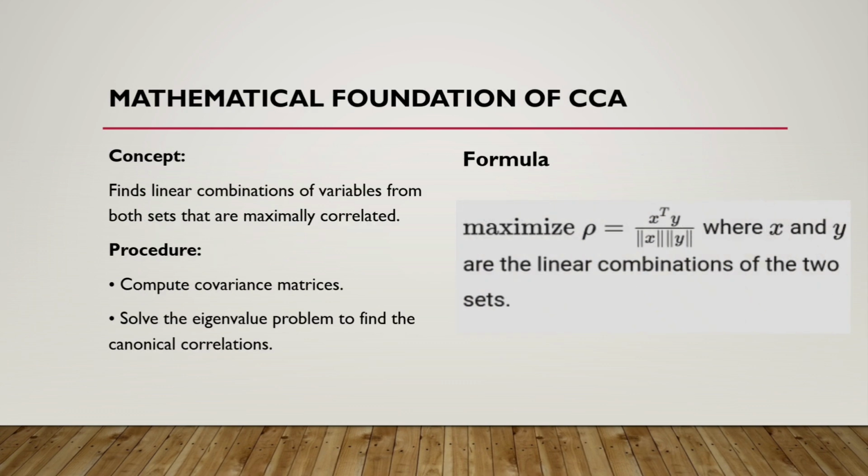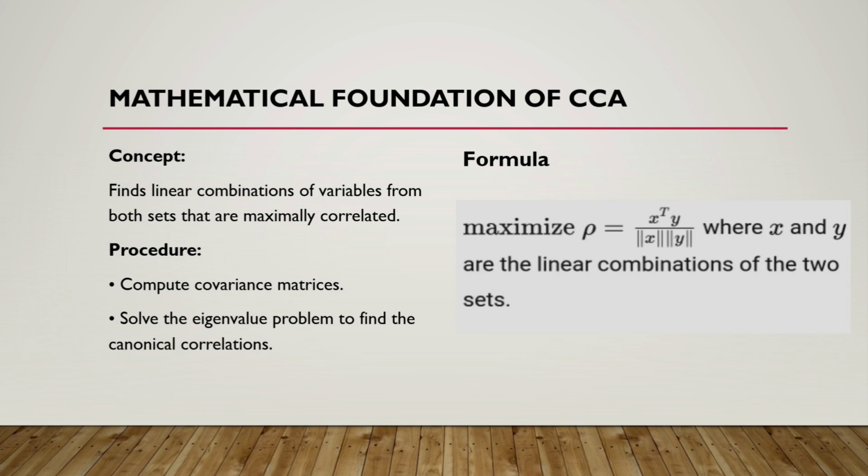Let's dive into the mathematical formulation of CCA. CCA finds the linear combinations of two sets of variables, say x and y, such that the correlation between these combinations is maximized. ρ equals xᵀy divided by the magnitude of x times the magnitude of y, where x and y are the linear combinations of the variables in each set.